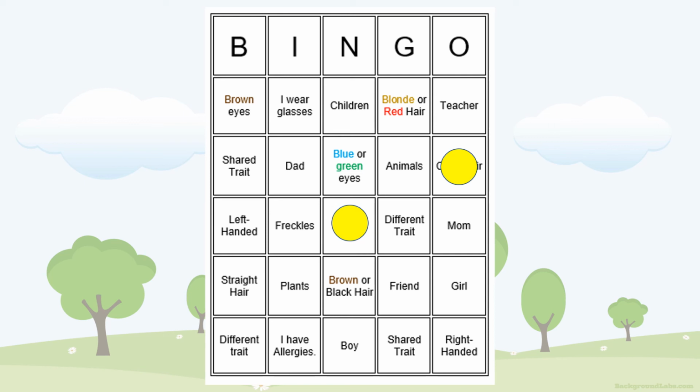Next statement, cover the square marked brown eyes if you have brown eyes. My eyes are blue, so I will not cover that square because the statement is not true. We'll go through the remainder of the questions until we get a bingo.